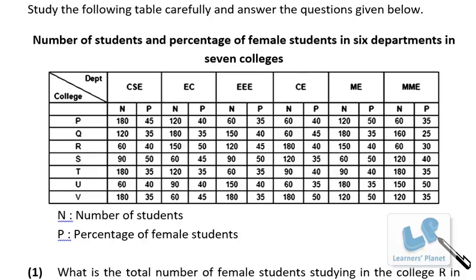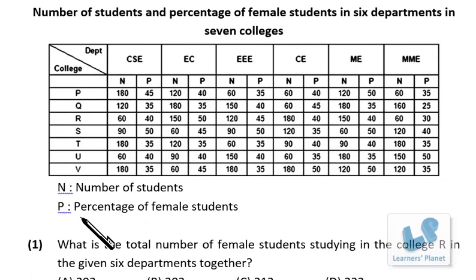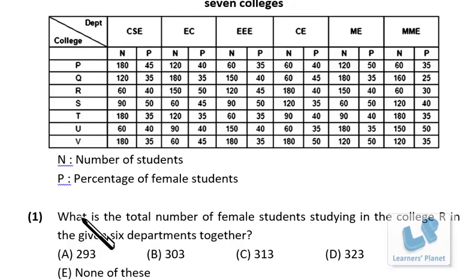Number of students and percentage of female students in 6 departments in 7 colleges. Here 1, 2, 3, 4, 5, 6 departments and PQRSTUV colleges. N is number of students and P is percentage of female students. Now the very first question is what is the total number of female students studying in college R in the given 6 departments? So we are talking about college R, right? So percentage, so 60 students and 40%. So it will be 24 plus 15 into 5, 75.